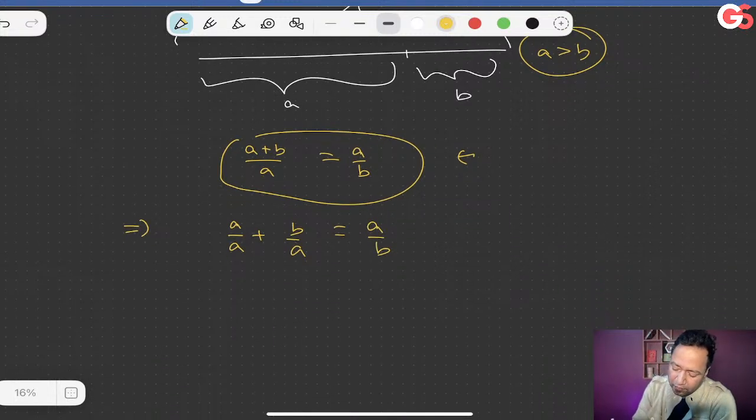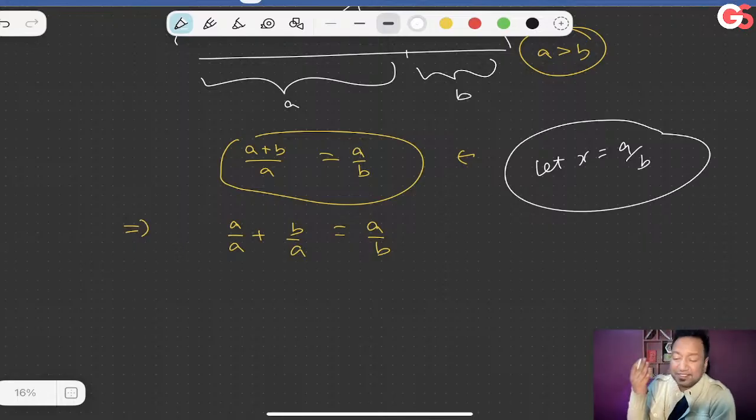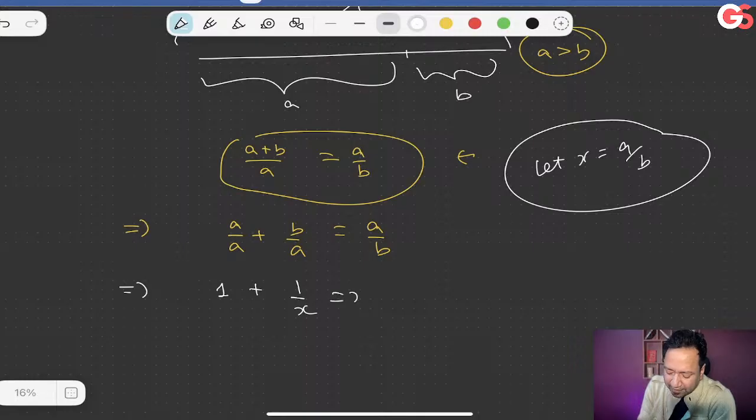I can do one thing. I can just assume x is equal to A by B. By the way, I have not taught you how to solve equations, and I'm not even assuming you know. Just for the sake of it, I'm showing it to you. So 1 plus 1 by x will be equal to x, right? And if you solve it, you will get x squared minus x minus 1 equal to 0.